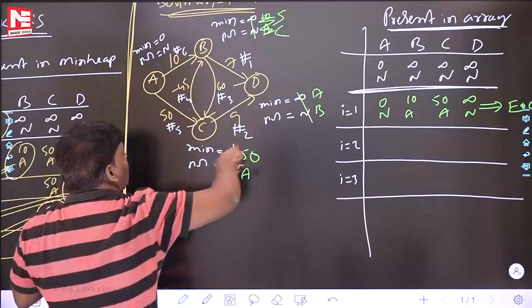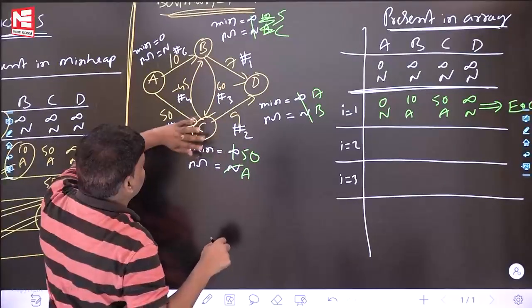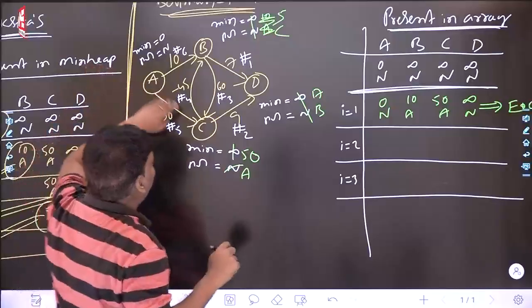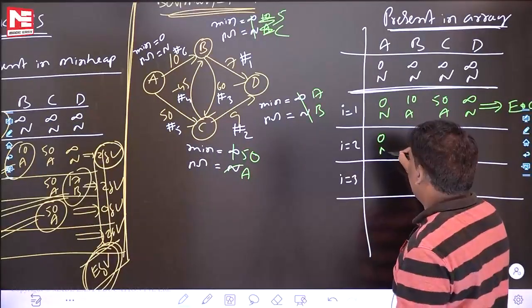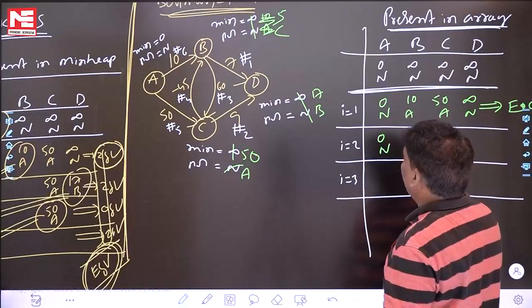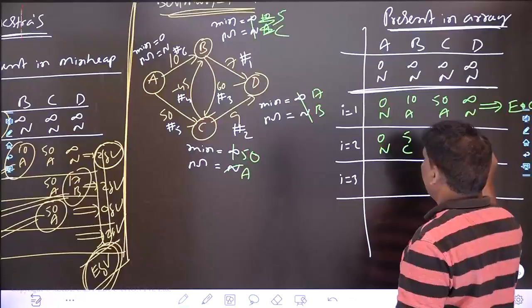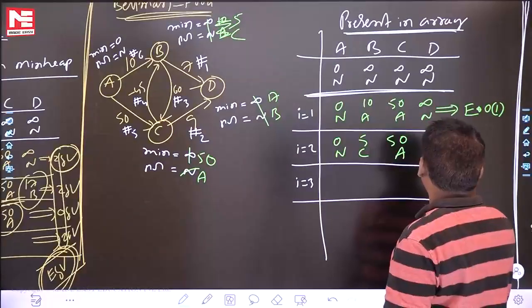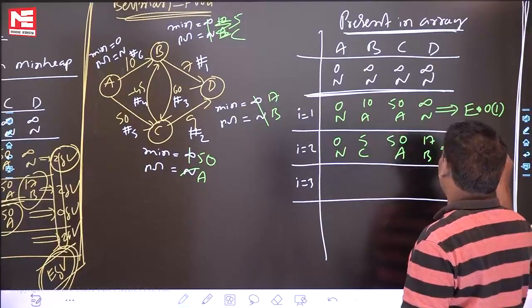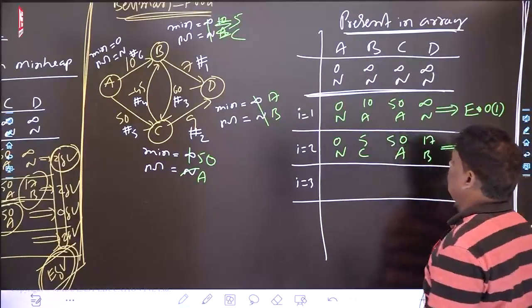So all edges decrease key operation I have done, which is nothing but all vertices relaxation one more time, all edges decrease key operation one more round. Let me write now. A 0 null, B 5 C, C 50 A, D 17 B. E edges decrease key operation done, and every decrease key operation runs in the array in constant time.